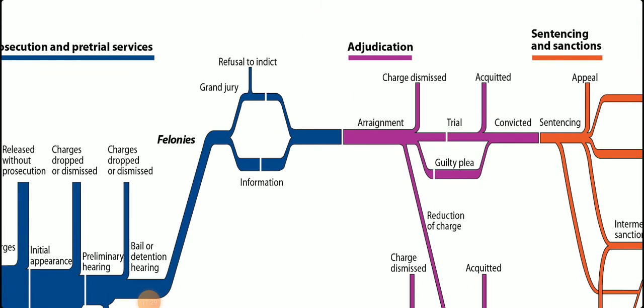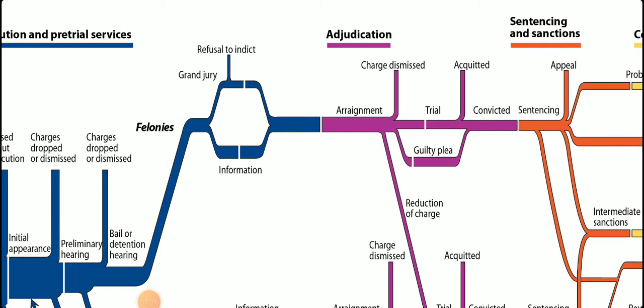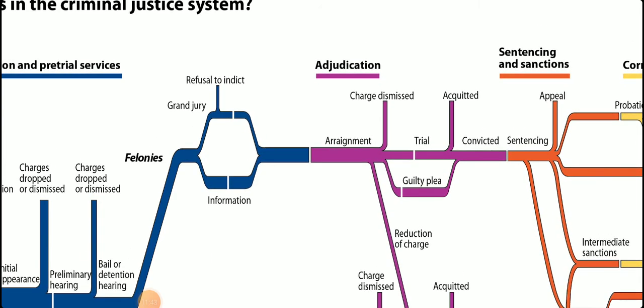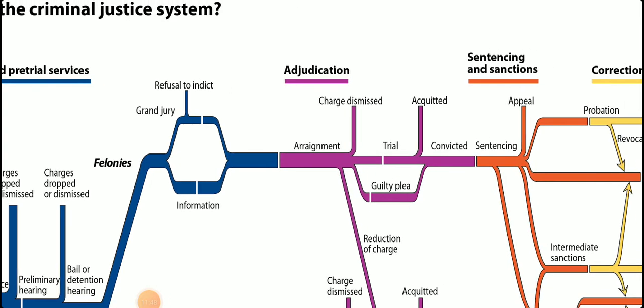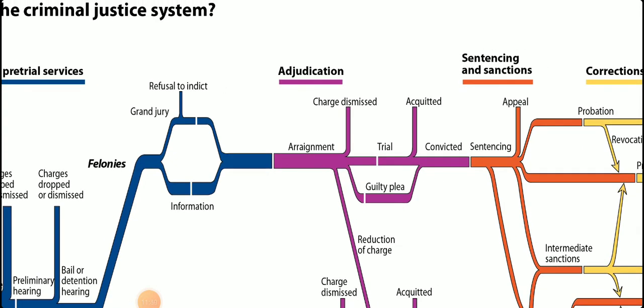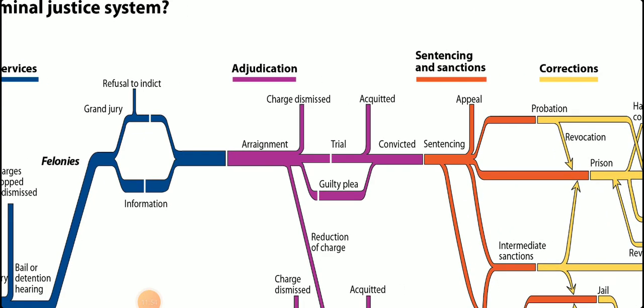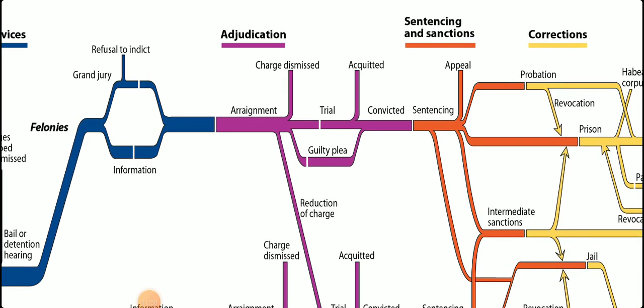If it is a felony crime, then information is gathered, or the grand jury works, either refusing to indict, saying no, this man is free, or indicting him. If he is indicted, then comes the arraignment. Come, face the charges. What you have done wrong, come on, face it.